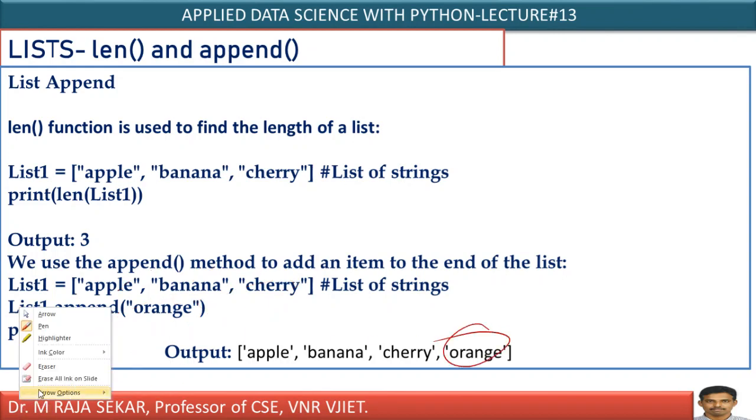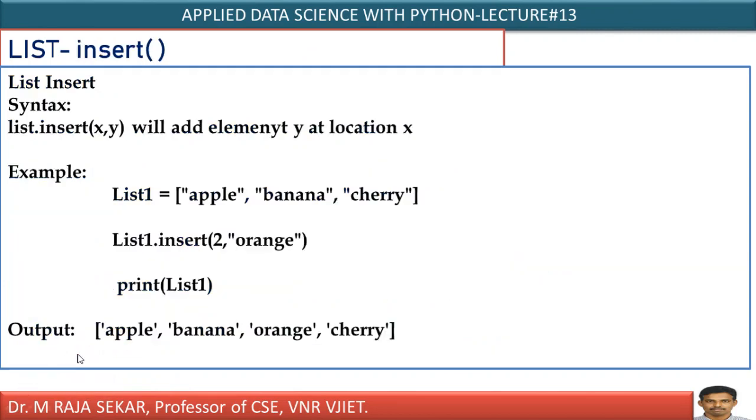It means appending an item element; this particular element will be added at the end of the original list. Now, insert x comma y. What does it mean? We'll add element y at location x. This y element will be added at location x.